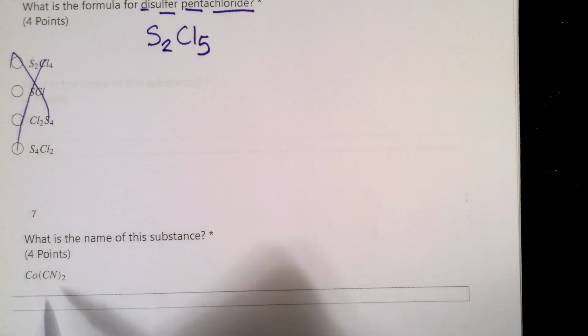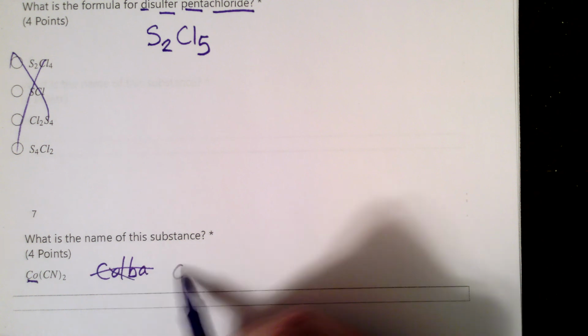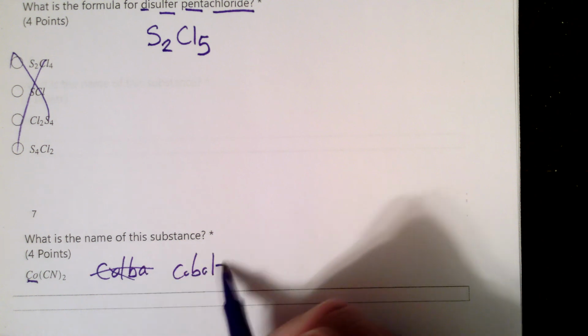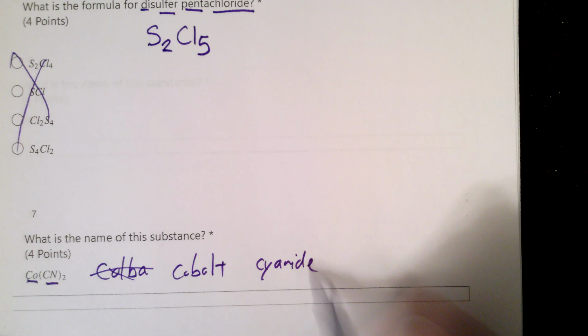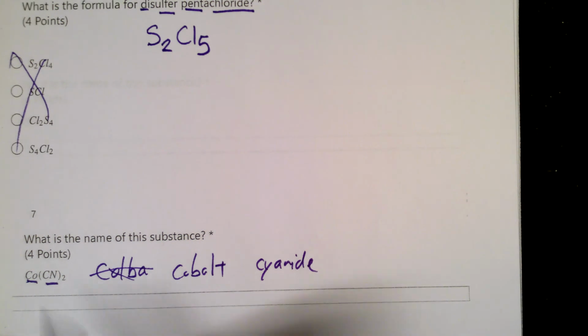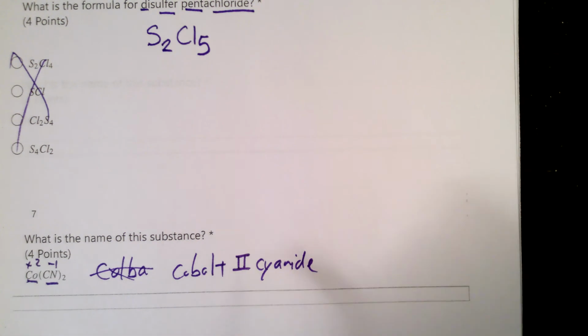What's the name of this substance? Well, we've got here in parentheses one of these polyatomic ions. We see there's 2 of that polyatomic ion in this compound. The element here in the front is cobalt. That polyatomic ion is the cyanide ion. Cobalt is one of those ones that has a couple different choices for its oxidation number. I know cyanide's a -1 from the chart. That means in this case, this must have been cobalt that gave 2. So it's cobalt 2 cyanide.